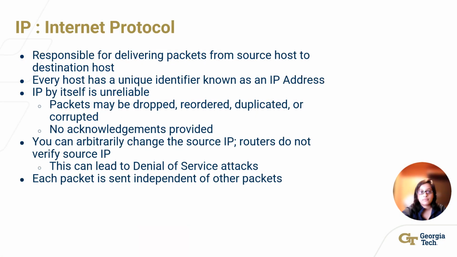Every device connected to the internet has its own unique identifier called an IP address. Think of it as a digital home address for devices. IP is inherently unreliable. Packets can be dropped, reordered, duplicated, or even corrupted in transit. There are no acknowledgements provided, so you do not know what happened to the data. Also, one can arbitrarily change the source IP address. Routers don't even double check the source IP, which can open the door to potential threats like denial of service attack.